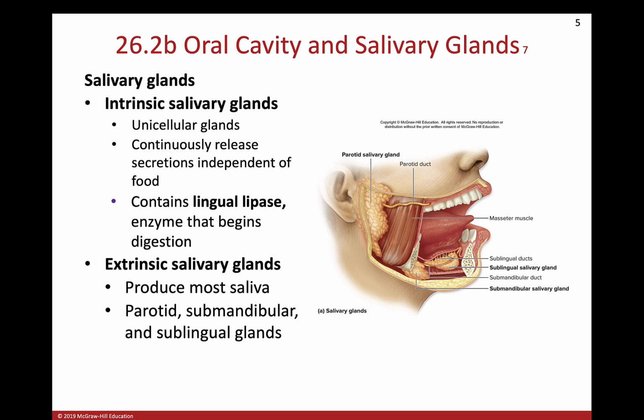What we will put an emphasis on are the salivary glands that we refer to as extrinsic, and they are the ones that produce the majority of all saliva, and they are the parotid, the submandibular, and the sublingual glands.